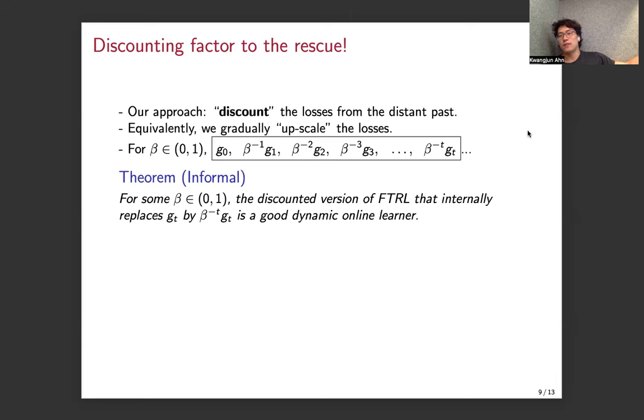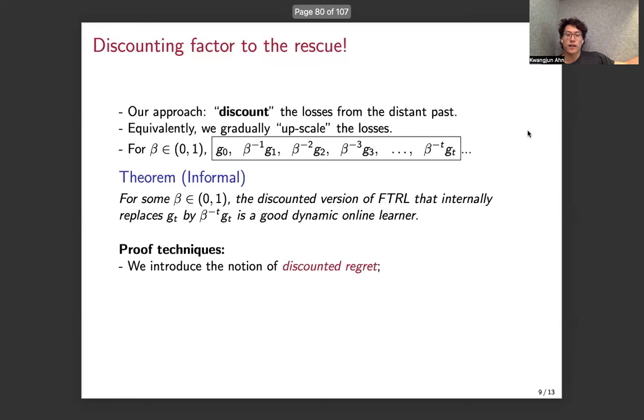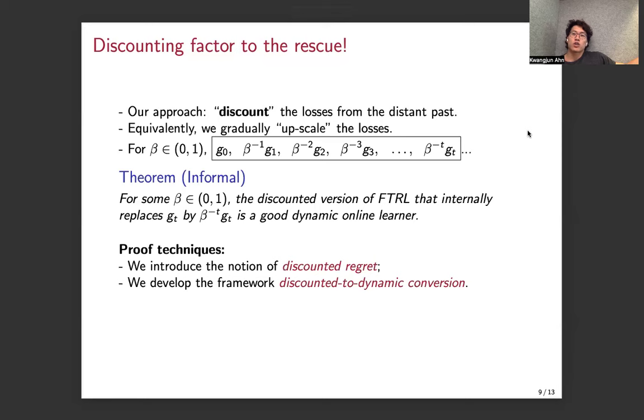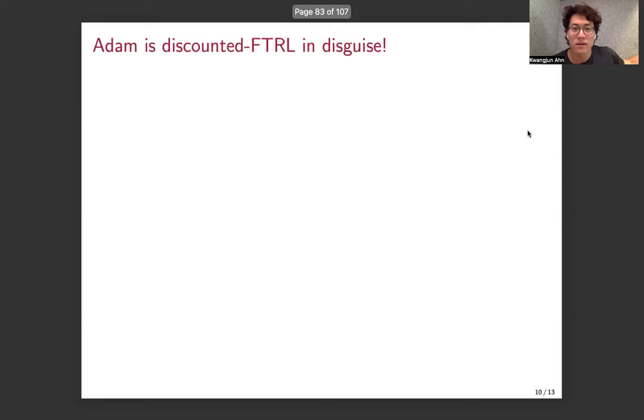Our main theorem informally says that for some carefully chosen beta, the discounted version of FTRL that internally replaces GT by this upscaled gradient is a good dynamic online learner. And a quick remark about the proof technique: we introduced the notion of discounted regret and came up with this nice framework called discounted-to-dynamic conversion, where you show the online learner has a good discounted regret, and that automatically leads to a good dynamic regret guarantee. Okay, so let's see what this leads to.